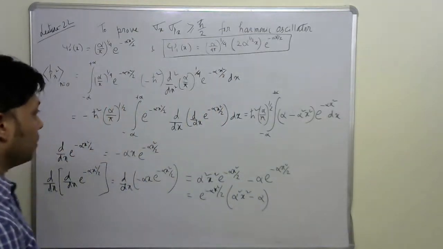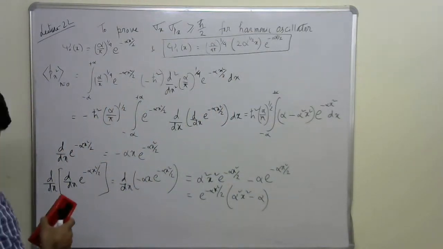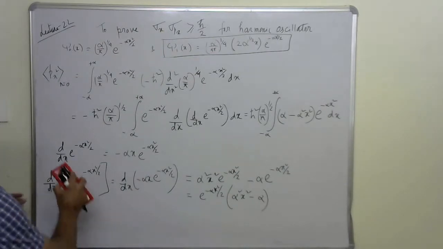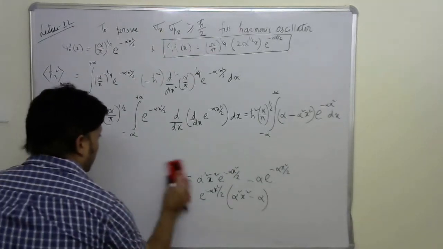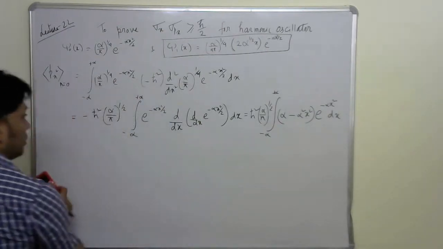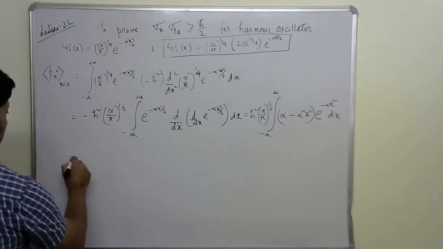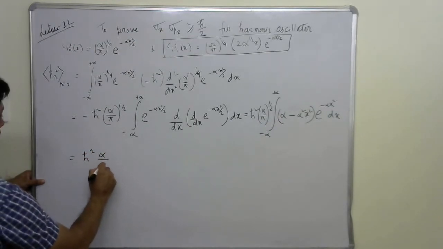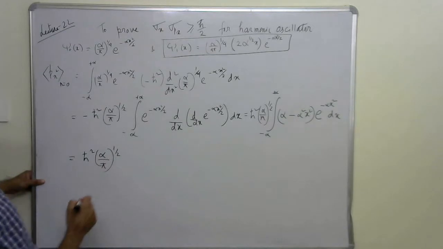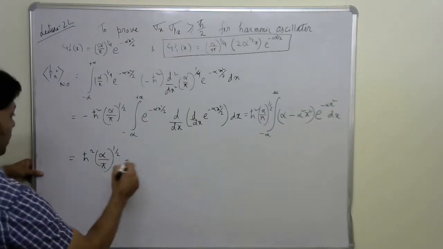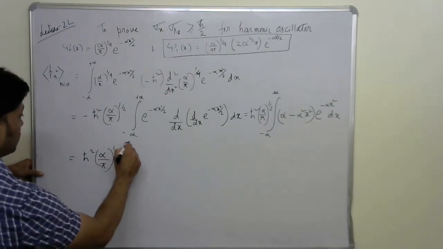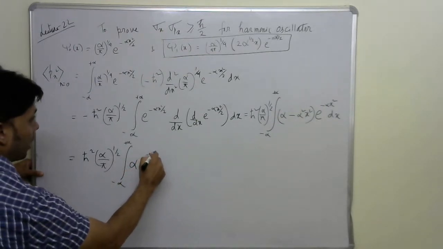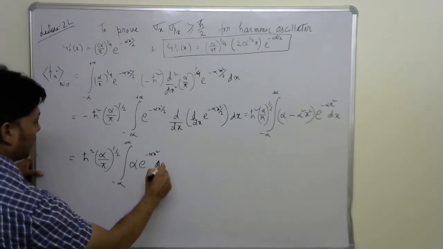Correct me if I am wrong. So this becomes the entire expression now. All right, I am erasing the bottom part. Here we have to simplify it once again. So ħ² (α/π)^(1/2). We can break this into two integrals, minus infinity to plus infinity. In one we have α e^(−αx²) dx.